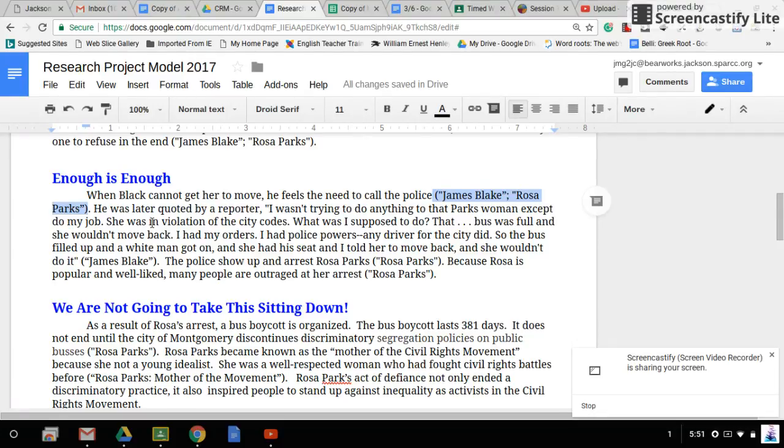"He was later quoted by a reporter, 'I wasn't trying to do anything to that Parks woman except do my job. She was in violation of the city codes. What was I supposed to do?'" That, and you can see, because I left out some of the quote.